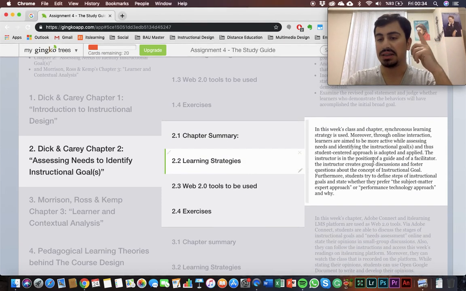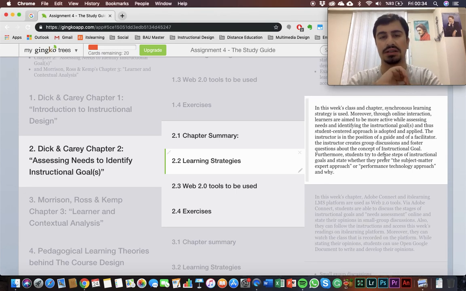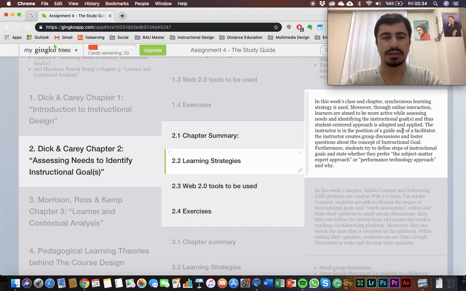Learning strategies. In this week's class and chapter, synchronous learning strategy is used. Moreover, through online interaction, again, learners are aimed to be more active while assessing needs and identifying the instructional goals. And thus, a student-centered approach is adopted and applied. Again, the instructor is in the facilitator role, and he triggers group discussion questions, and he monitors and supervises the group discussions. So he is like an anchor that moderates a forum.